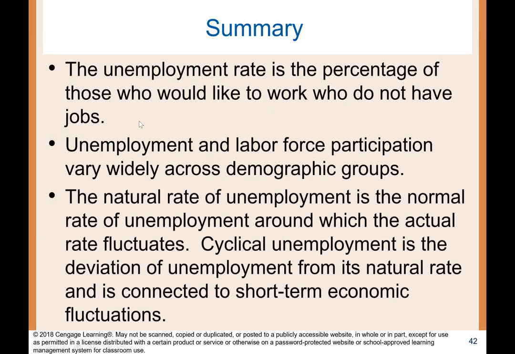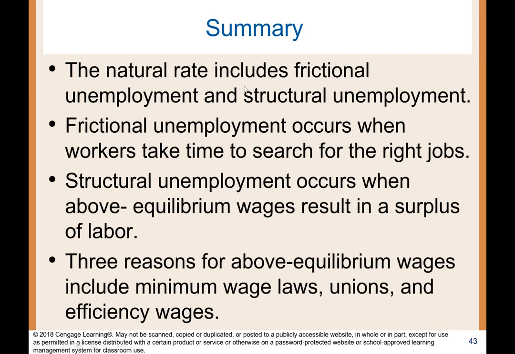Summary. The unemployment rate is the percentage of those who would like to work who do not have jobs. Unemployment and labor force participation vary widely across demographic groups. The natural rate of unemployment is the normal rate of unemployment around which the actual rate fluctuates. Cyclical unemployment is the deviation of unemployment from its natural rate and is connected to short-term economic fluctuations. The natural rate includes frictional unemployment and structural unemployment.